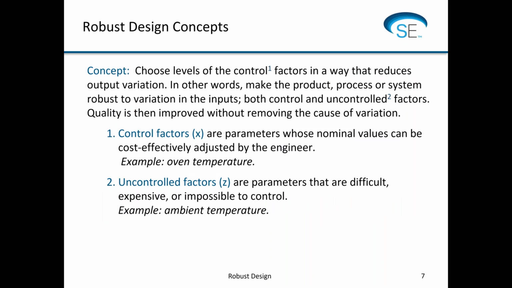So what we want to do when we do robust design is we want to choose levels of the control factors. So the definition of the control factors are the parameters whose nominal values, or I could say whose set points, can be cost effectively adjusted by the engineer. So an example of that might be we're running an oven, we can change the setting for the oven temperature. Okay, so we want to choose levels of the control factors in a way that reduces the output variation. In other words, make the product, the process, or the system robust to variation in the inputs. And we also want to do the same thing for uncontrolled factors. So uncontrolled factors are parameters that are difficult, expensive, or in some cases impossible to control. So an example of an uncontrolled factor might be the ambient temperature.